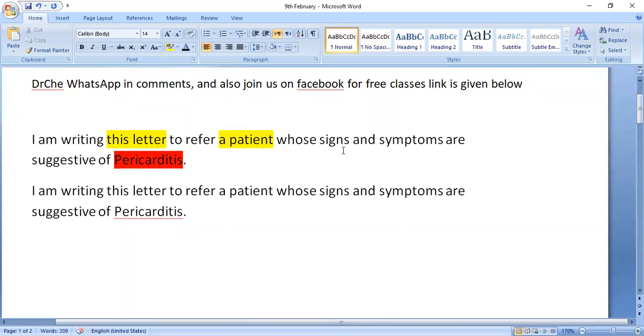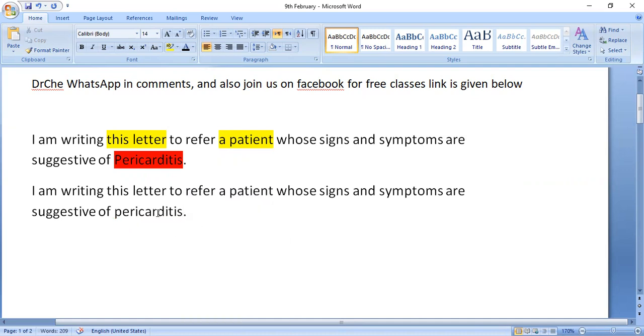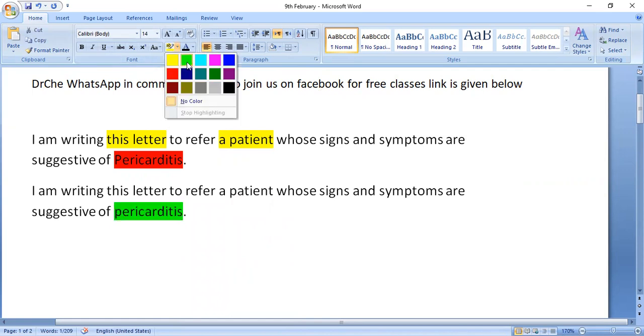Okay, so first of all, pericarditis. So please remember, whenever we write a name of a disease, we write it in small. Common names of diseases are written in small. Common names of diseases are written in small. Only we write in capital if the name is given after someone's name. Can anybody give any example?